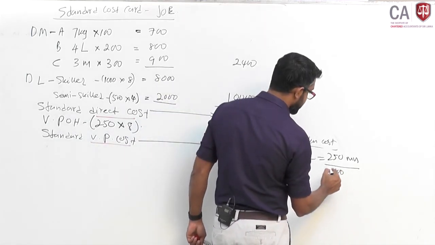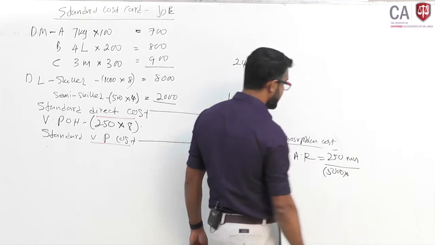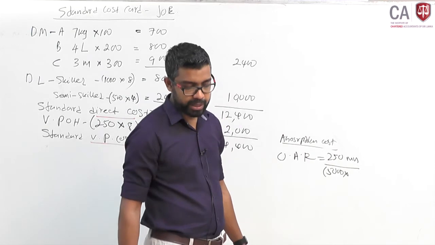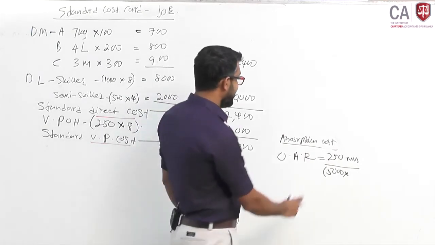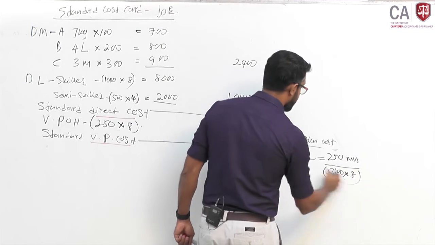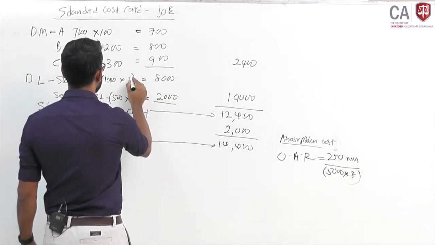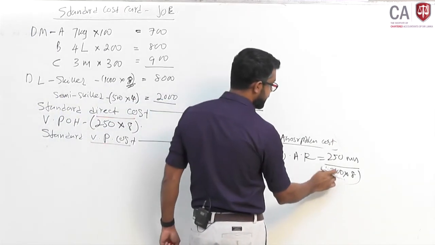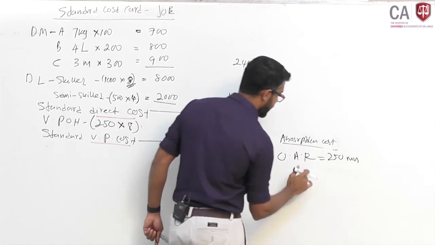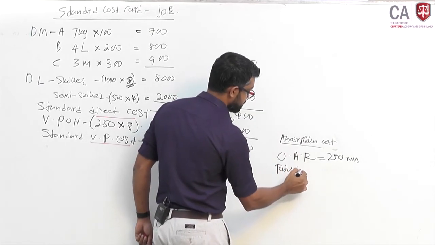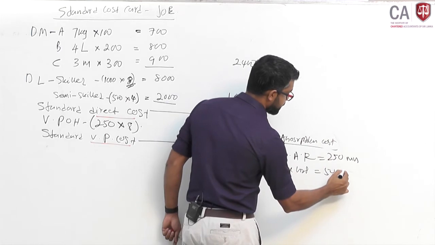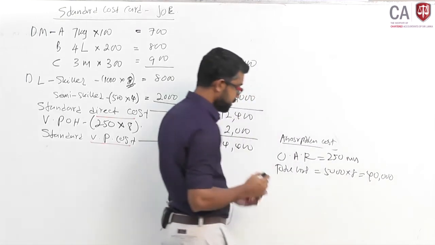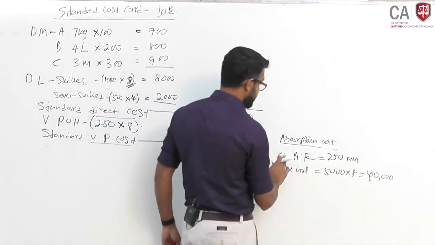Divide by 5,000? No, we don't divide by 5,000. What do we take as the base to absorb the cost? Skilled labor. Skilled labor required per product is 8 hours. Each hour will pay 1000, that's a different story. From here we take the total hours. Let's think like this: total hours required is 5000 into 8, which is 40,000 hours.